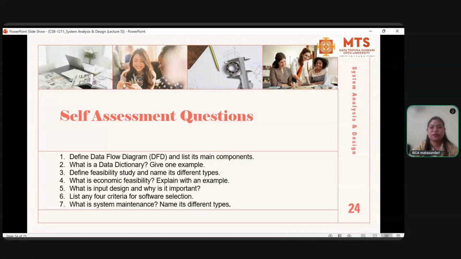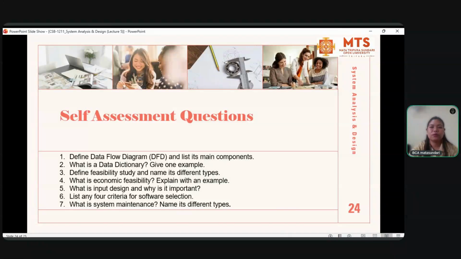These are the self-assessment questions. This is the end of our class for system analysis and design for second semester BCA, course code CSB 1211. The first question: define data flow diagram and its main components. Please go through the SLM for your further understanding.